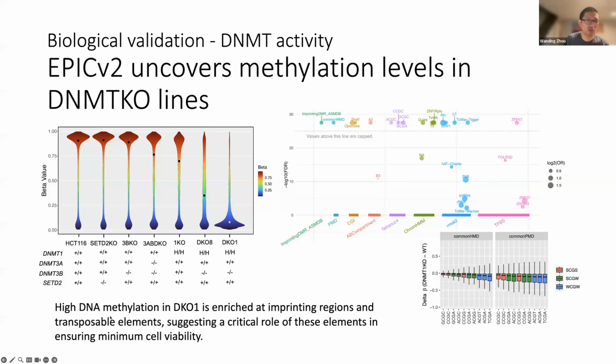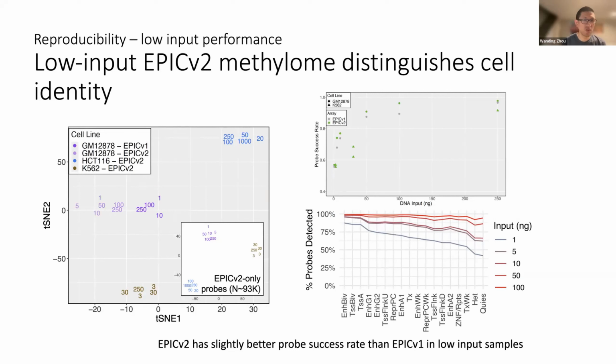And then it also shows, for example, the DKO retains the methylations, goes to imprinting regions and transposable elements, and they suggest a critical role of these elements in ensuring kind of minimum cell viability. And then, like I alluded briefly, the EPICV2 has a great low input performance. In this case, you can see on the right, we have 250 nanogram all the way back to, we tested to 1 nanogram, which has greater than 50% probe detection rate.